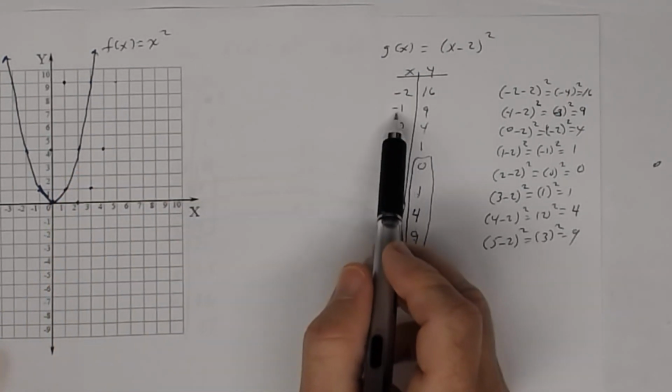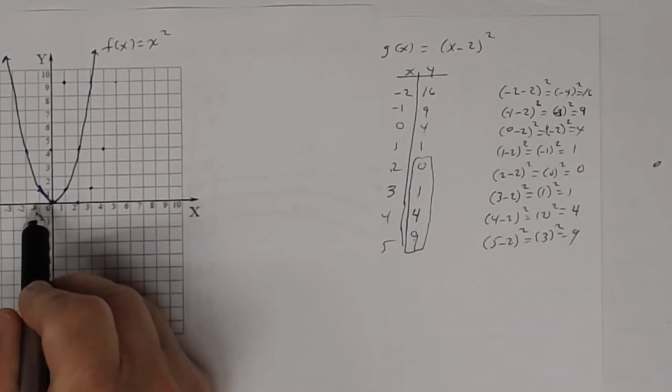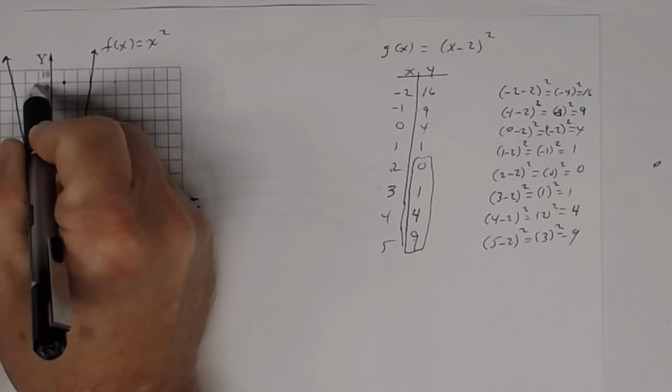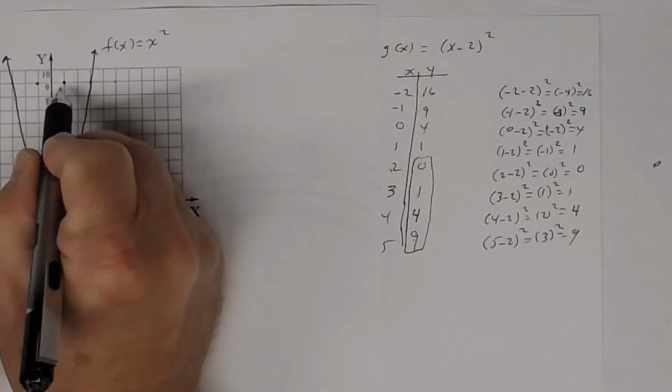All right, so let's check it again. Negative 1, 9. Negative 1, 9. Oops, I put 1, 9. Negative 1, 9 is right here. All right, so let's fix that. So that should not be here.